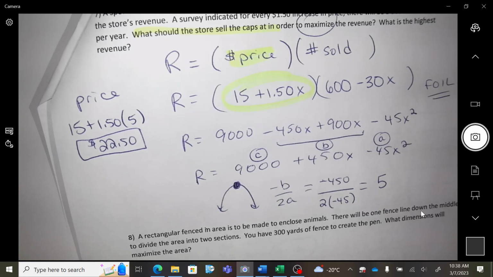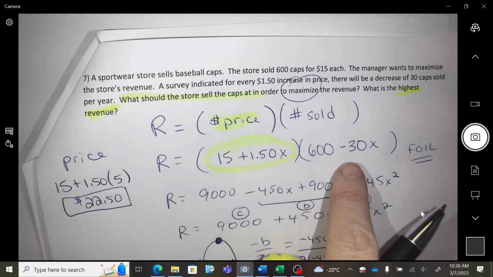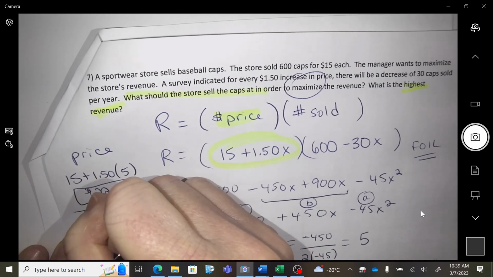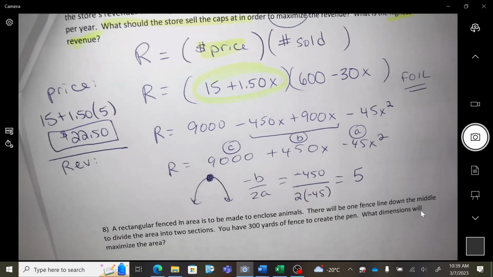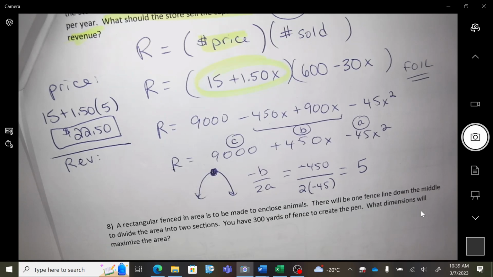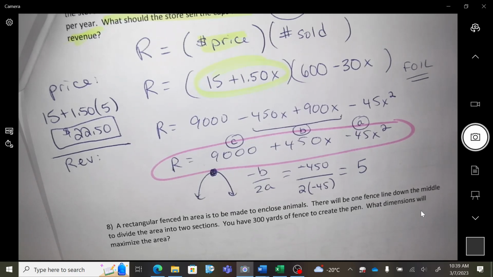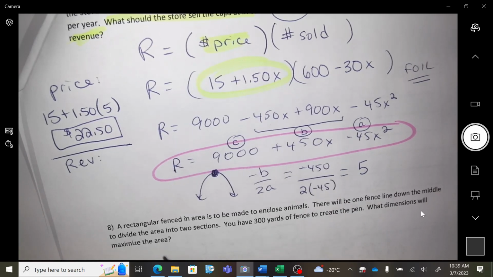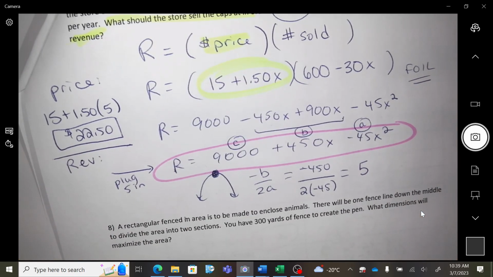Second question. Second question I asked is what's the highest revenue? So where do I go to find revenue? What should I do? It's a plug-in. Where would I go? I need to go here. Revenue. Revenue equals this, and I need to plug the 5 in. So how much money are you going to make? So plug a 5 into that line.